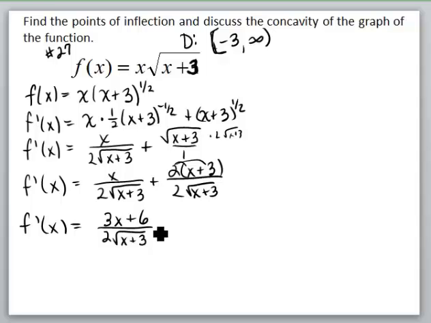Now, I said this was much more difficult. The second derivative now requires me to do a quotient rule. So we are going to go ahead and find this derivative using the quotient rule. Now we do want to think of this as 2x plus 3 to the 1/2 power, so I'll write that off this side.